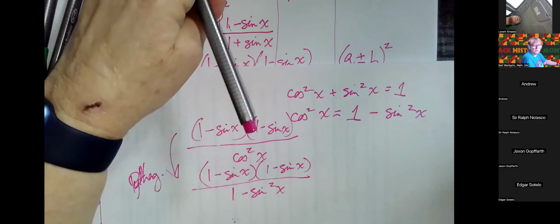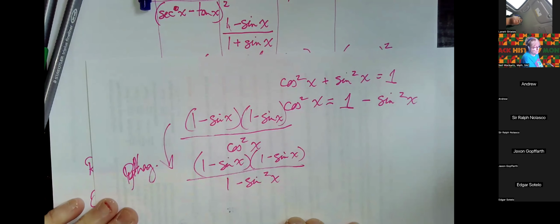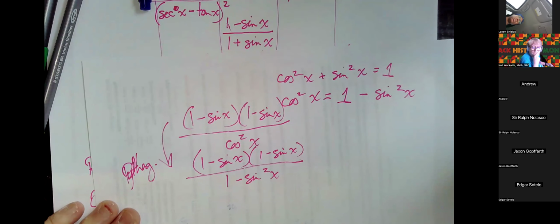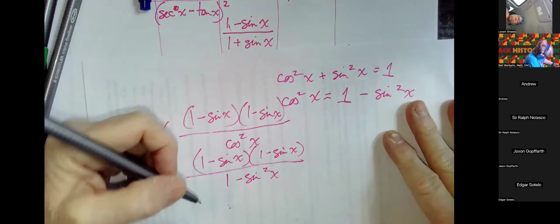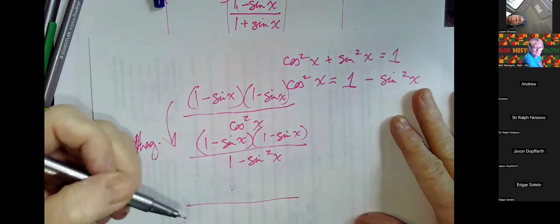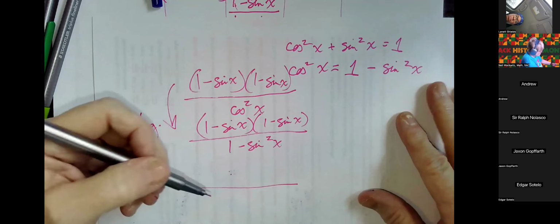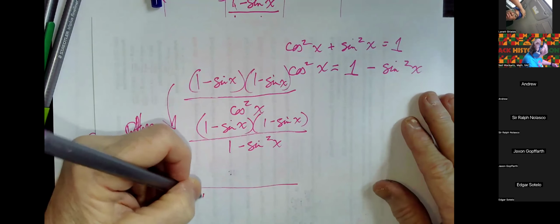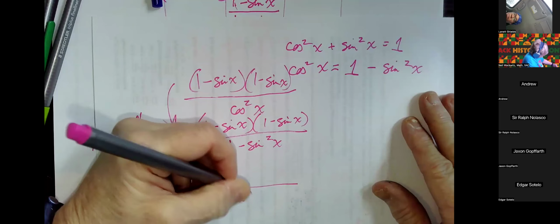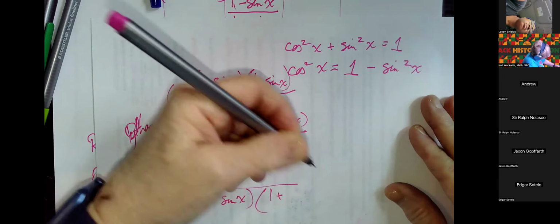Let's look at the goal. What do we have in the denominator of the goal? 1 plus sine x. And we've got what right now in the denominator? 1 minus sine squared x. Do we know how to factor 1 minus sine squared x? Yes, how? It would be 1 minus sine x times 1 plus sine x. Beautiful.